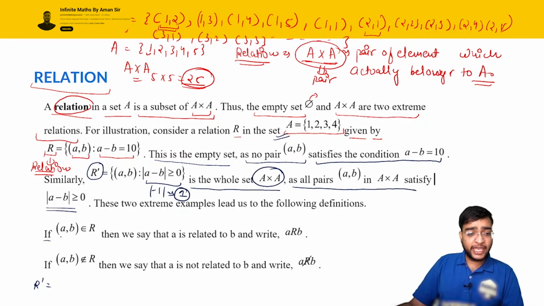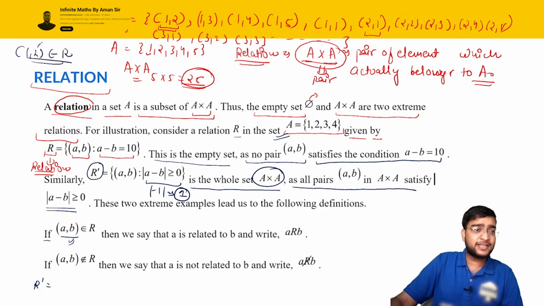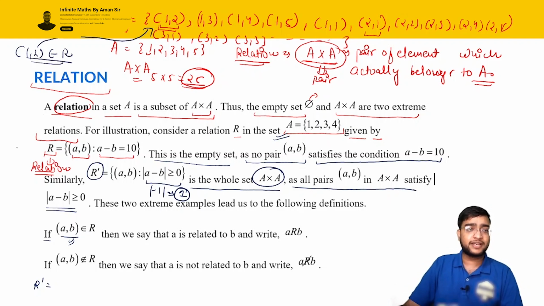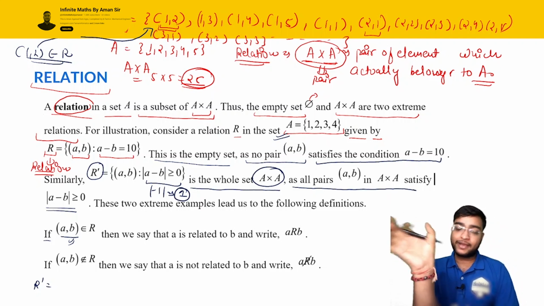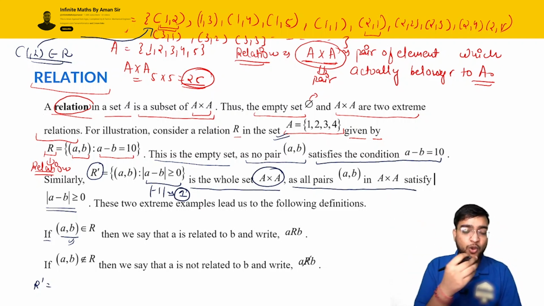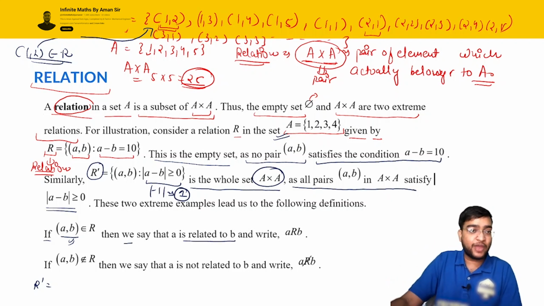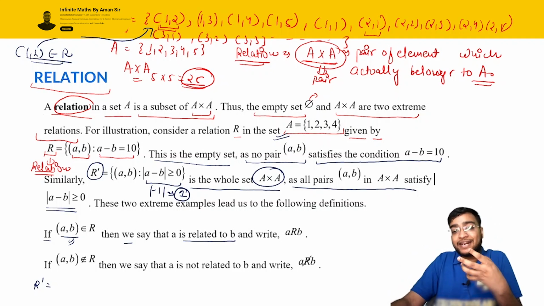If I take a comma b, say 1 comma 2, and it belongs to my relation, then I can just say it belongs to my relation set. That is not a problem. How can I read this? We can say that A is related to B. So these pairs are related to each other.